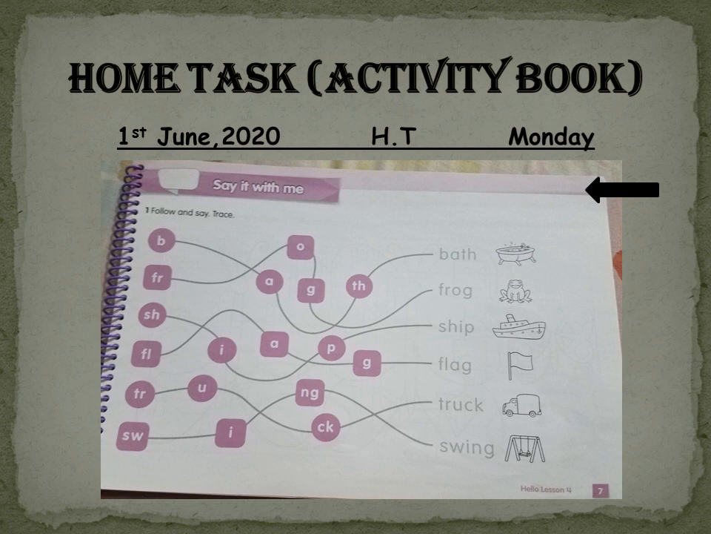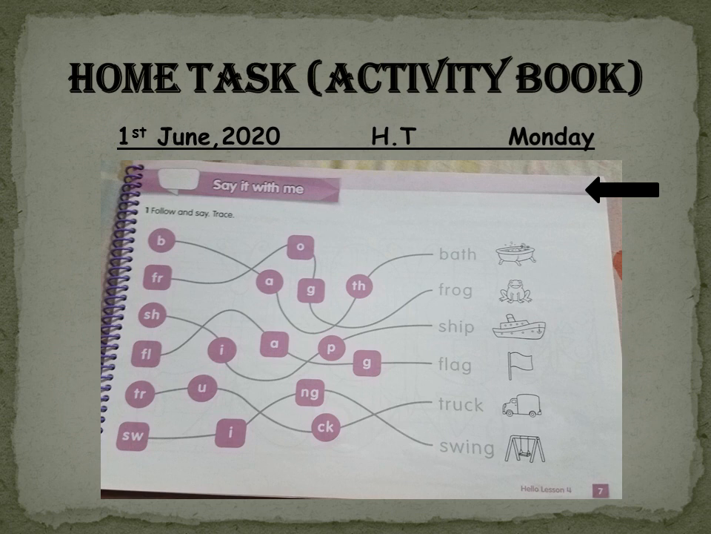Then come forward. They are saying follow and trace. What will you follow? You will follow the lines, the jumbled up lines. The first one, I am starting from the top of the page, is letter B. There is letter B written in a circle. So put your pencil on letter B. Then follow the line, trace the line and move forward. And then there is letter A. What is the sound of B? B. And what is the sound of A? A. B. A. Then move forward.